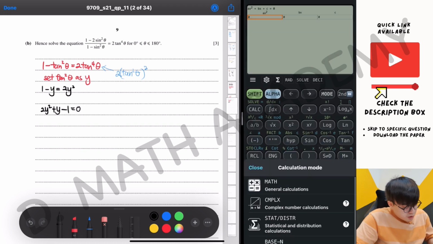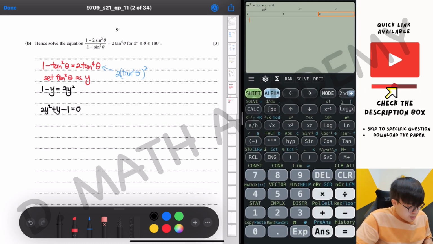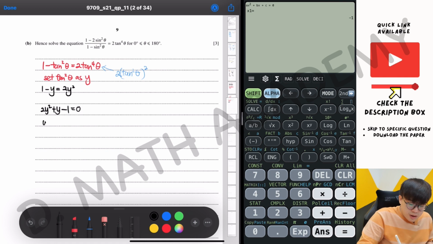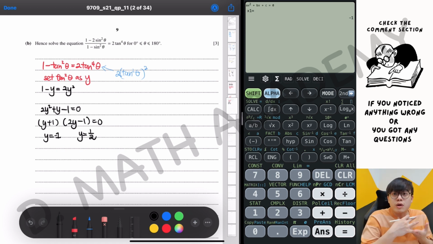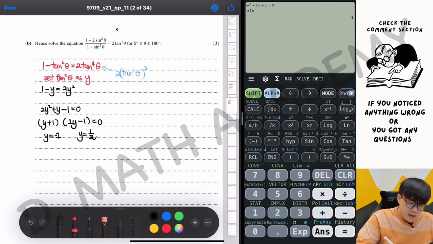So from here it's a quadratic again, okay, and then through this calculation you get your y plus 1 as well as 2y minus 1. So let me double check. Yes, this should be correct. So you get y equals to negative 1 to be precise, and y will be 1 over 2. But kindly take note, what we are looking for here is not y itself, but our tangent theta.